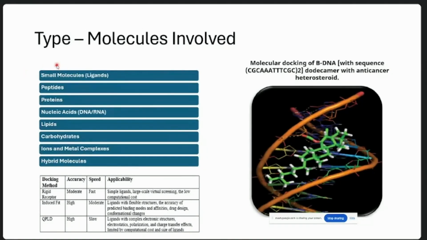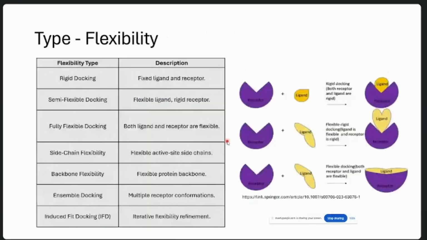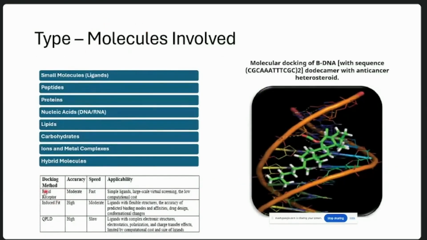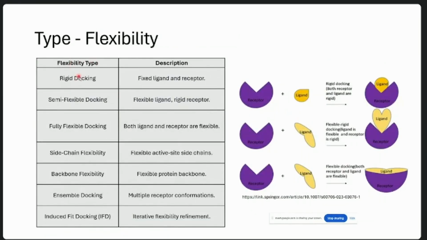Today and tomorrow we'll be working on small molecule ligands, small chemical molecules, simple molecules. So as you can see here, we have molecular docking of DNA with a heterosteroid molecule. On flexibility, we can divide into rigid or induced fit. It could be rigid docking, which follows the lock and key mechanism: fixed ligand, fixed receptor. It could be semi-flexible. Sometimes we could have a flexible ligand but a rigid receptor, for example, in the case of a transmembrane receptor, we can assume that it's rigid and the ligand is flexible. Fully flexible docking, both can be flexible. Sometimes only certain side chains, for example, flexible active site side chains only, and so on.